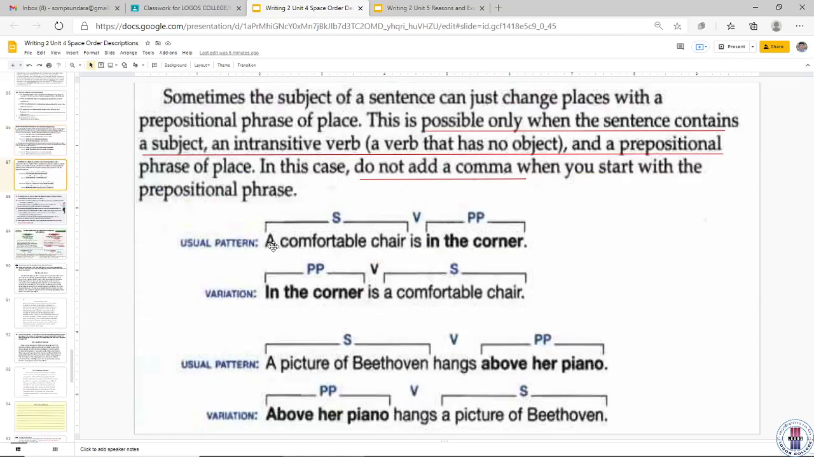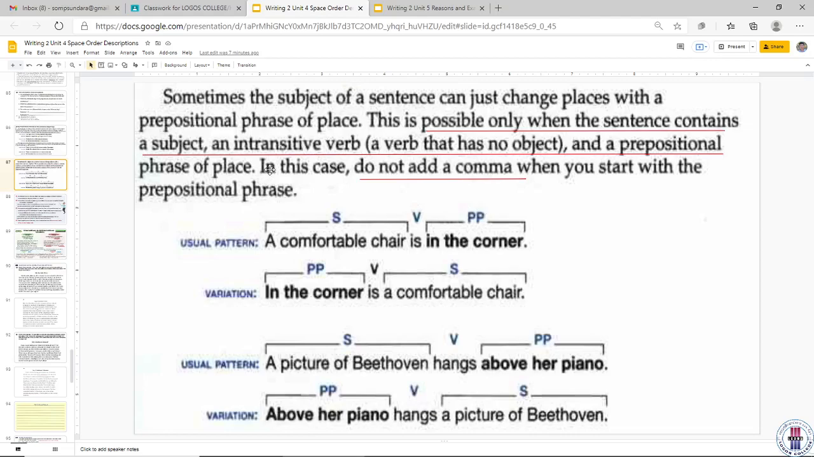This is quite advanced grammar, so I don't want you to be too confused about this, but I have to go over it. So sometimes the subject of the sentence can just change places with a prepositional phrase. There's only one possibility. It's only when the sentence contains a subject, an intransitive verb, and a prepositional phrase of place. All right, here's the key words. Intransitive verb and a prepositional phrase of place. In this case, you do not need a comma.